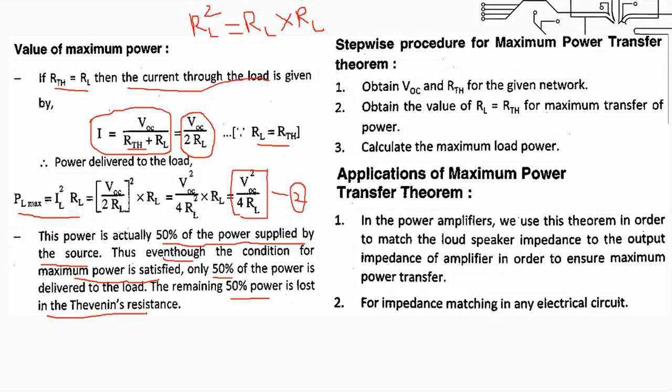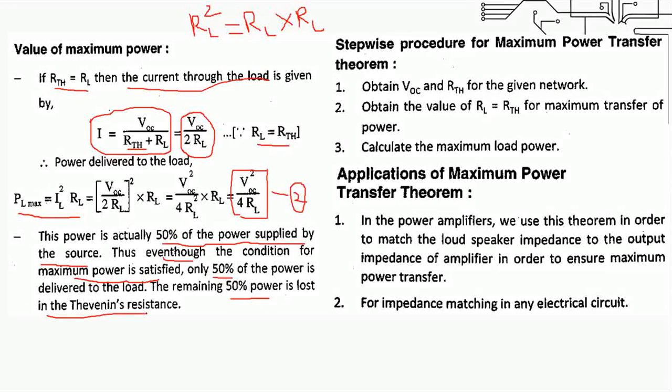The next and last point for the MPT theorem is the application. The application of the MPT is in the power amplifier. How is it applied in the power amplifier? Why is it used in the power amplifier? To match the loudspeaker impedance to the output impedance of the amplifier in order to ensure maximum power transfer.